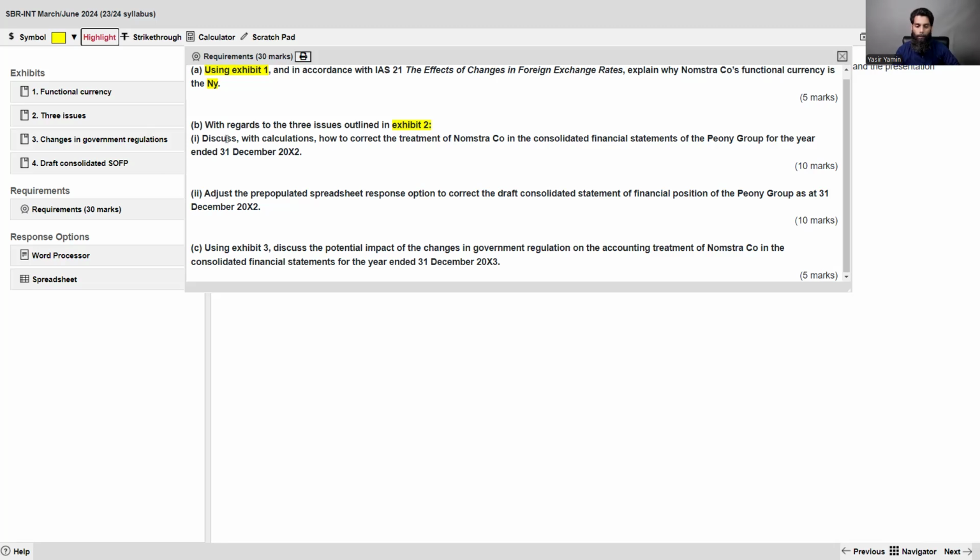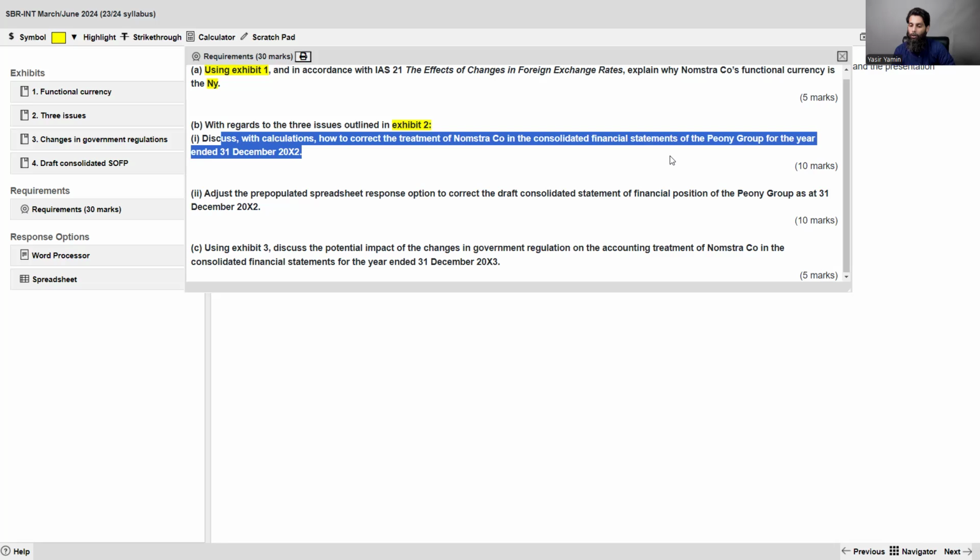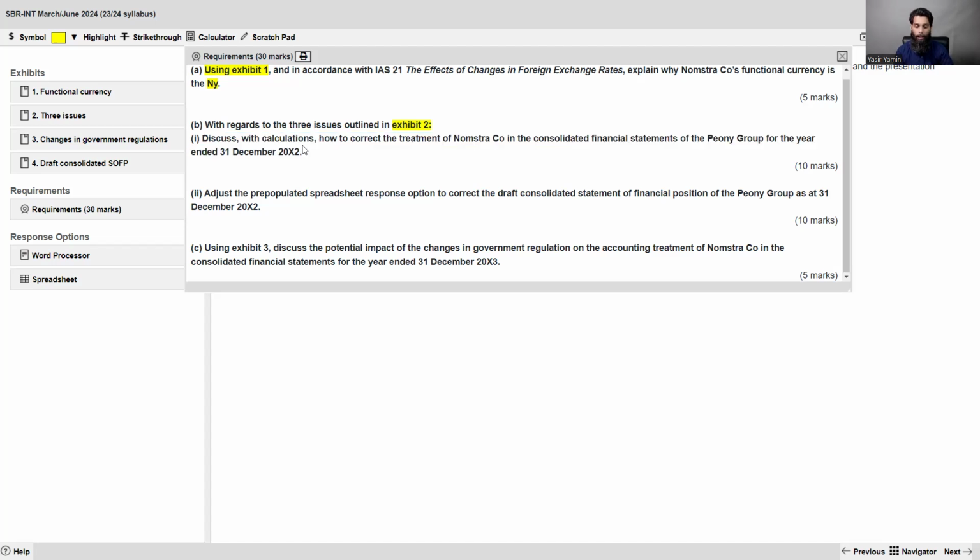So in part 1, they say, discuss with calculations how to correct the treatment of Nomstra company in the consolidated financial statements of Peony Group for the year ended 31st December 20x2. So the first requirement is about discussing and providing relevant calculations on how to correct the treatment of Nomstra company. This is the first part.